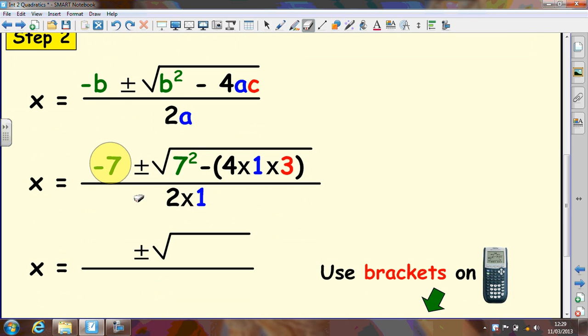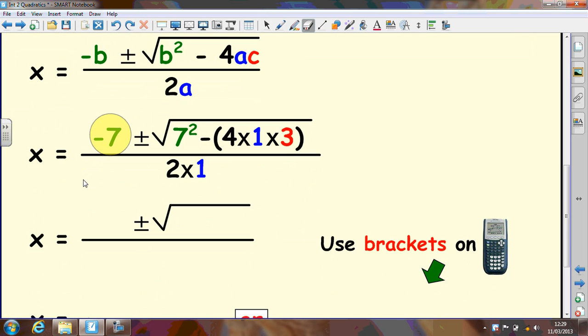I suppose it's another important note to make that this division line goes all the way across. Some people stop it here, but the negative 7 has been divided by the 2 times 1 as well. It doesn't start here and just draw a line there. It goes all the way back to the start. So what we have here is negative 7 plus or minus. You do the 7 squared first. That gives you 49. Then take away and then do the bracket part. So 4 times 1 is 4, times by 3 is 12. And that's all over 2.